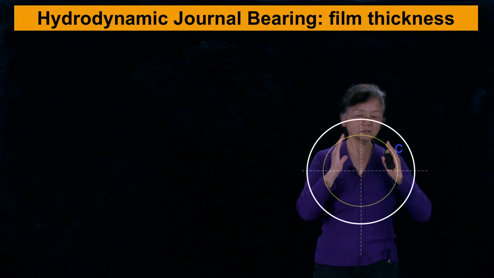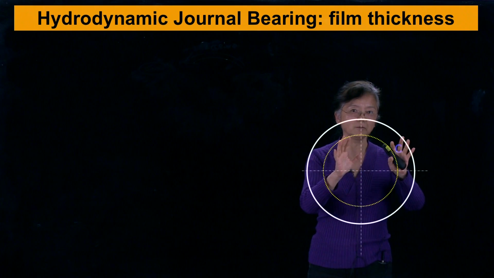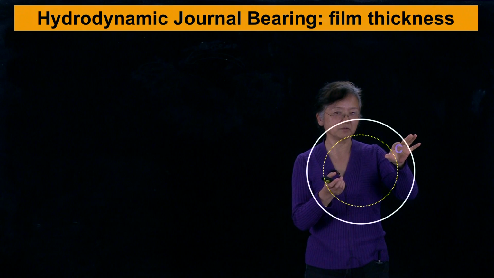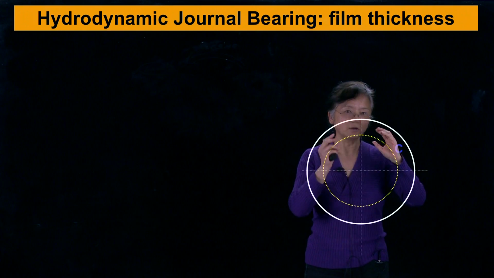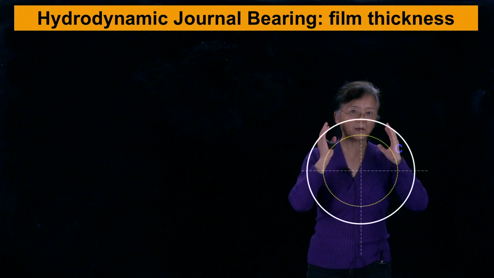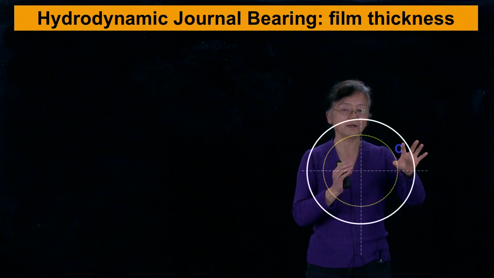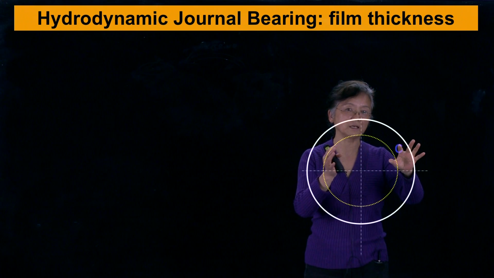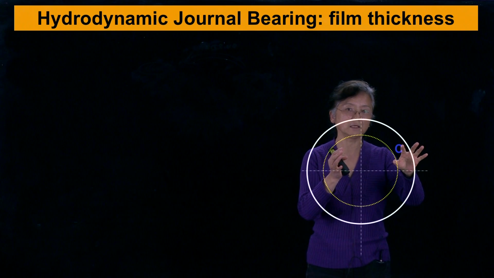We flood this gap, which is the clearance between these two surfaces, with a fluid. By the way, here I exaggerate the gap. Actually, the gap is very thin. It is guaranteed by tolerance.